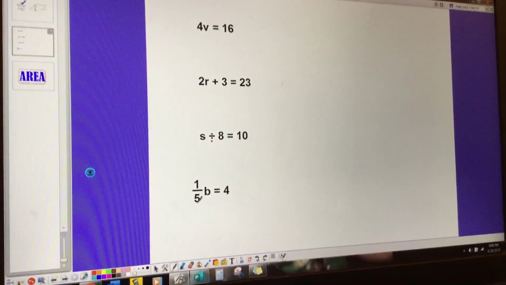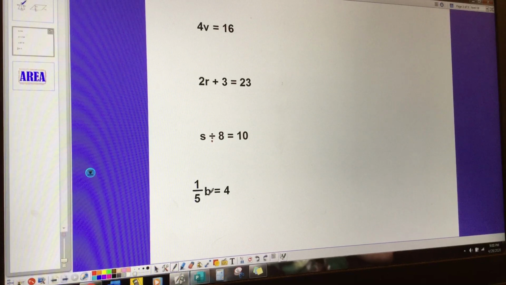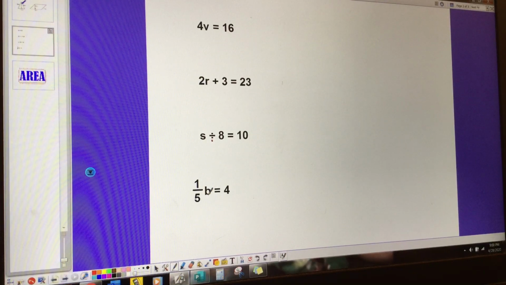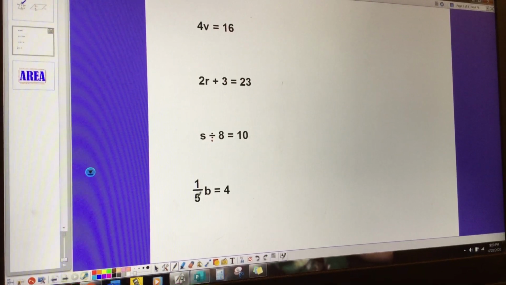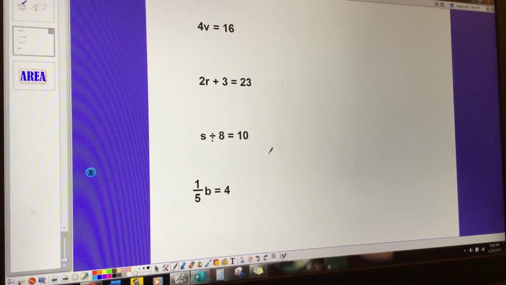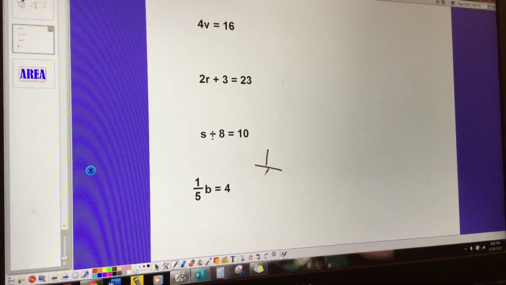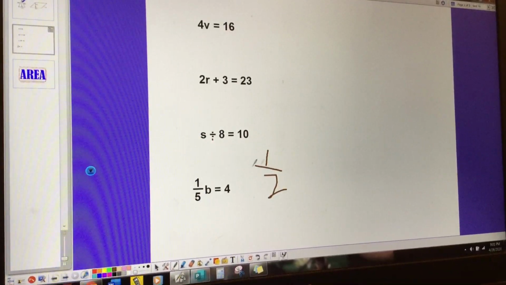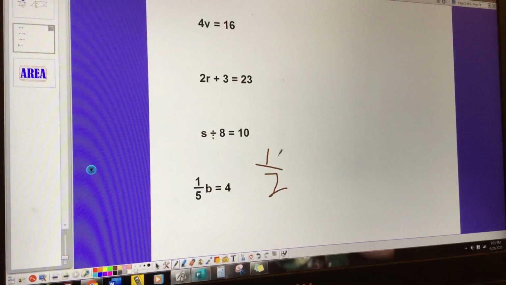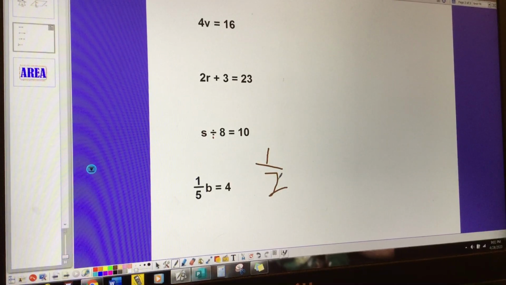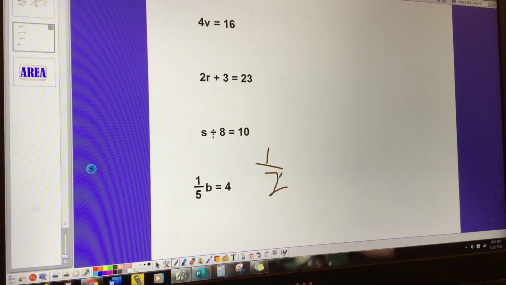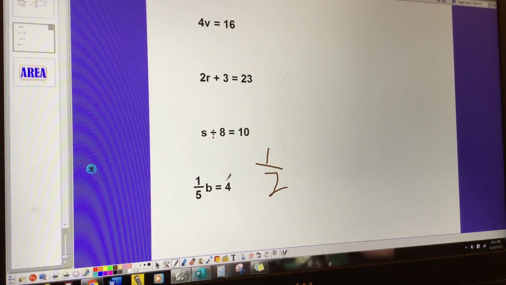Okay, this beautiful problem, 1/5 of b equals 4. Oh boy. So if you take a fifth of something, really you're dividing it, right? Like if you take half of something, you're dividing it by 2. 1/5 is dividing it by 5, okay? Just like 1/3 would be splitting it into 3 or dividing by 3.